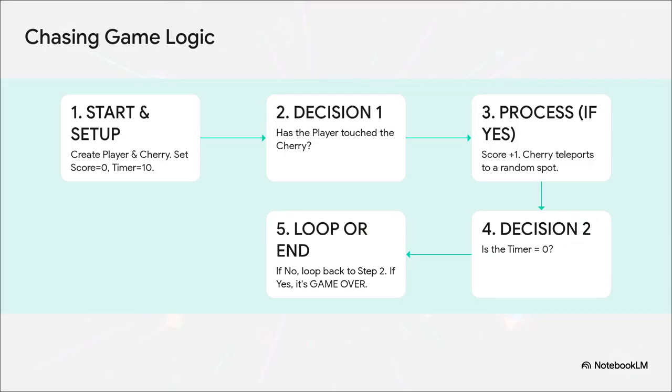Okay, this right here, this is the very heart of our game, the core logic loop. It kicks off by setting up our player, our cherry, and the score. Then bam, we hit our first decision point. Has the player touched the cherry? If the answer is yes, we run a process. Add 1 to the score and teleport the cherry somewhere else. Then we hit the second, absolutely critical decision. Is the timer at 0? If no, we loop right back up and ask the first question all over again. But if it is yes, boom, game over. See that? That's our escape hatch. No infinite loop for us.